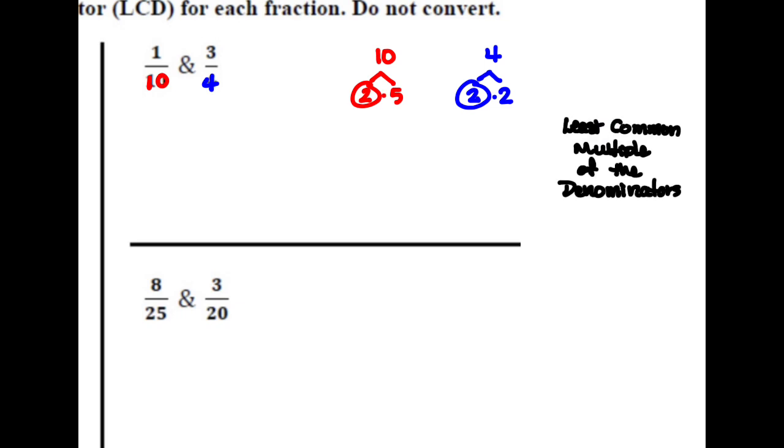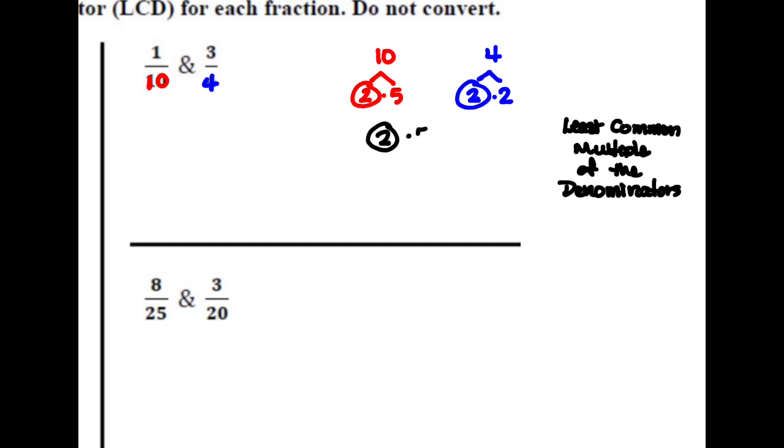So the least common multiple of the denominators is what we're looking for. I need the 2 that I circled. It comes down because it's in common. So this is this 2, and this is this 2. You don't bring down 2, you bring down 1.